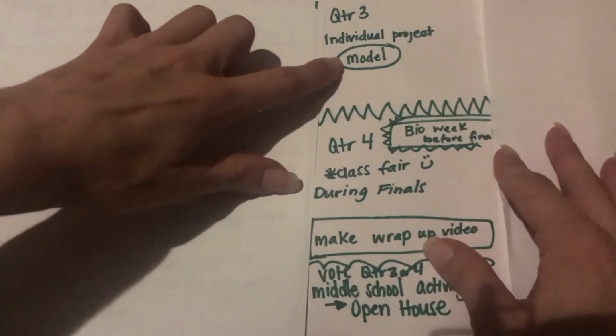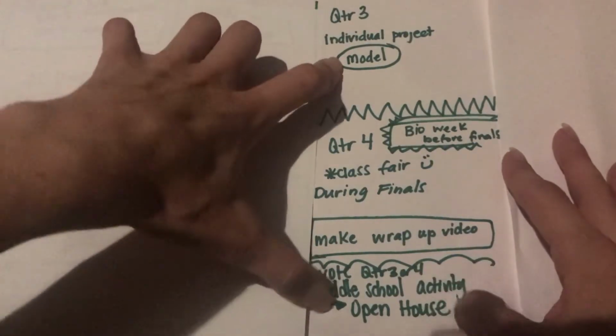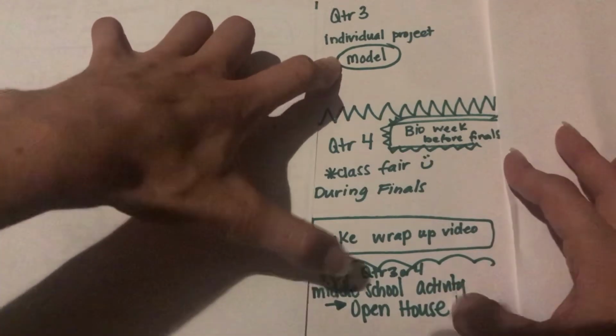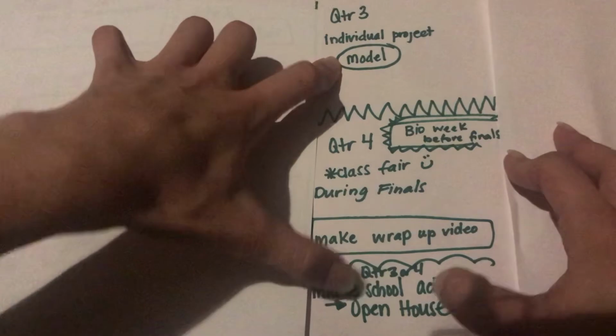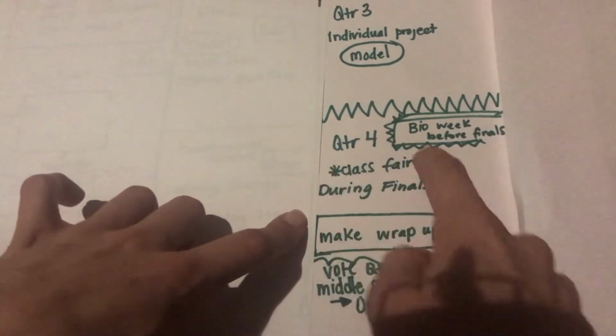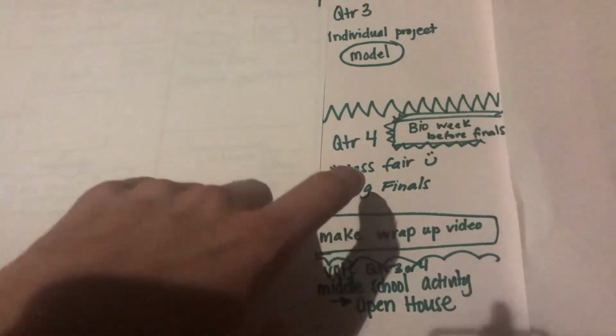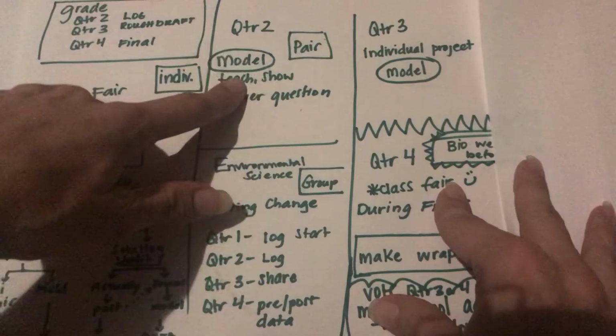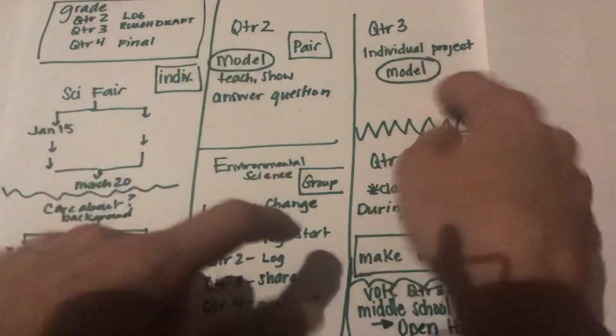Now, quarter 3, you're going to have an individual project. I don't know if we're going to do a model or a puzzle this year. We're going to vote on it. I was thinking maybe we could do a fun middle school activity, maybe do something like that and put it in our open house. Quarter 4, we will have our class fair during final week.